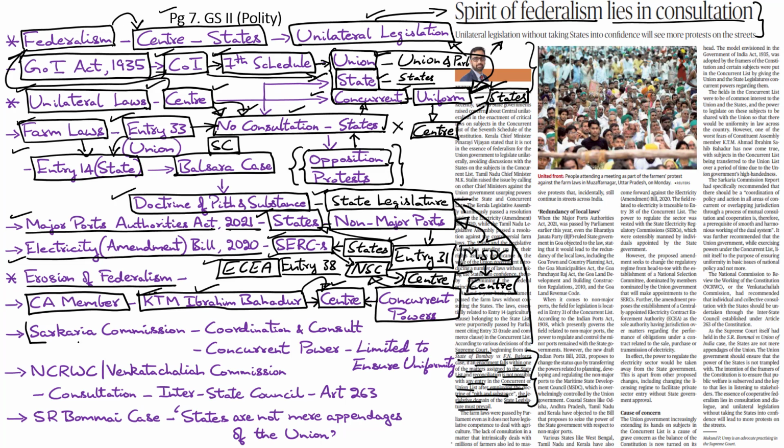Then even the Sarkaria Commission that was set up to look at center-state relations had recommended that there should be coordination of policy and action in all areas of concurrent or overlapping jurisdiction through a process of mutual consultation. The Sarkaria Commission had said that such consultation and coordination is a prerequisite for the smooth and harmonious working of the dual system, and it further recommended that the Union government, while exercising powers under the concurrent list, should strictly limit itself to the purpose of ensuring uniformity in basic issues of national policy and nothing beyond that.